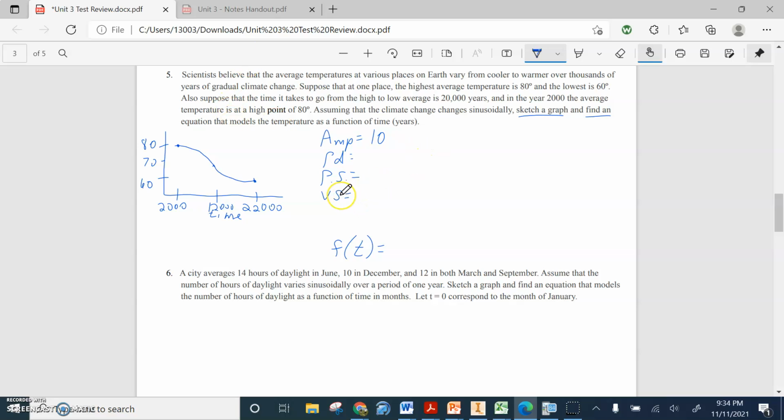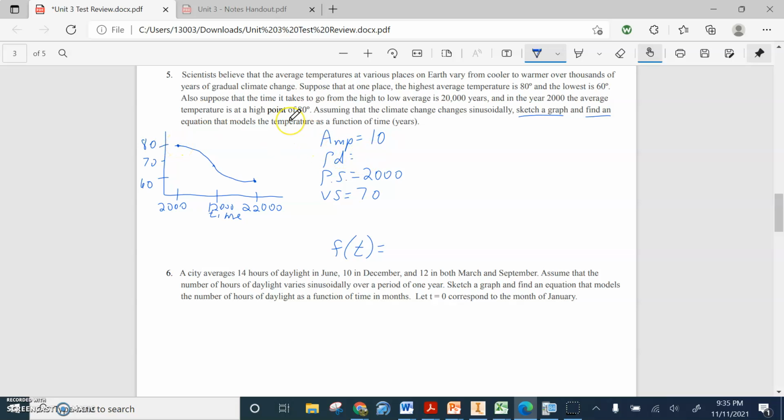My vertical shift is another pretty easy one. Here's my midline. My midline is 70 degrees, so my vertical shift is 70. Now let's look at phase shift. My peak, we're saying in the year 2000 we have a peak, 80 degrees. So my phase shift is 2,000 years. Instead of the peak being at year 0, it's at the year 2000.